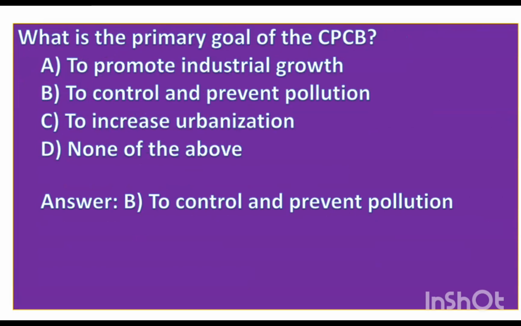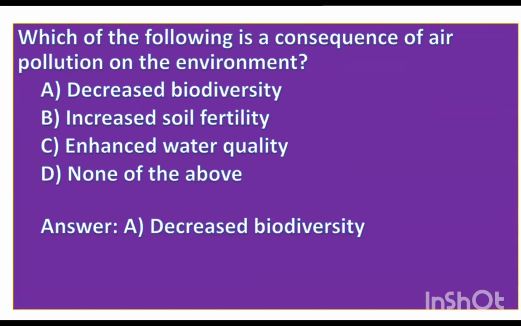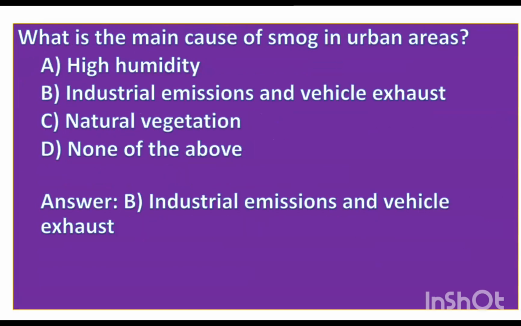What is the primary goal of CPCB? Options: to promote industrial growth, to control and prevent pollution, to increase urbanization, none of the above. Answer: to control and prevent pollution. Which of the following is a consequence of air pollution on the environment? Options: decreased biodiversity, increased soil fertility, enhanced water quality, none of the above. Answer: decreased biodiversity. What is the main cause of smog in urban areas?